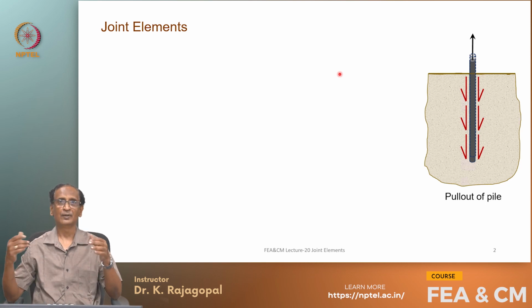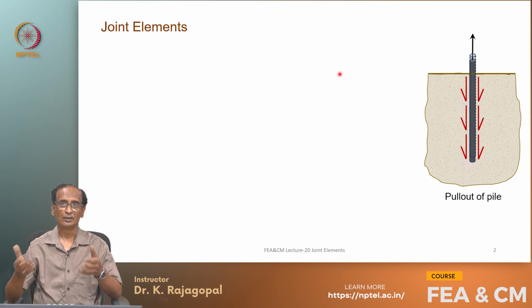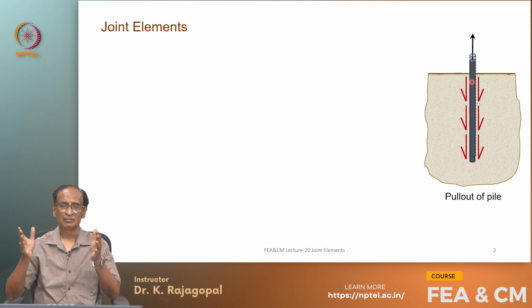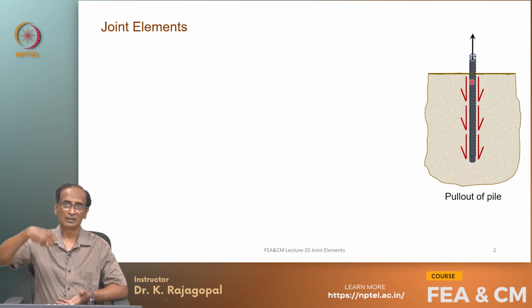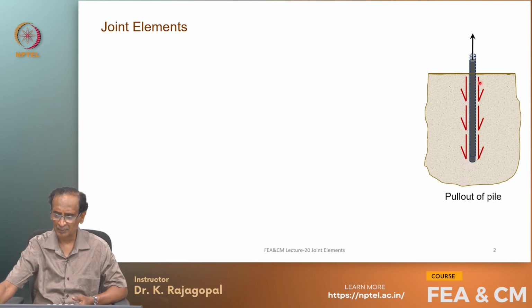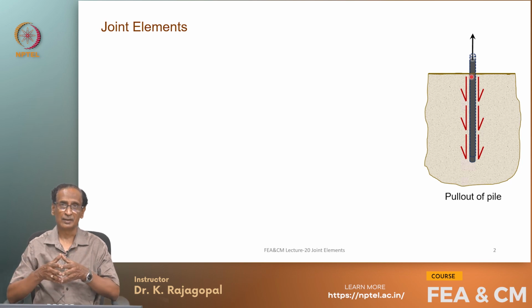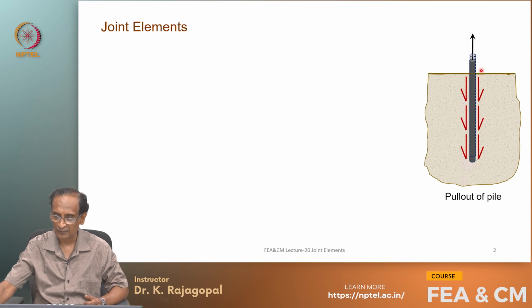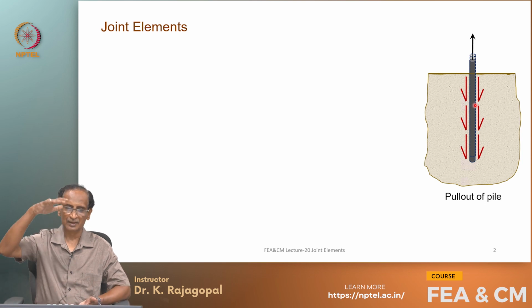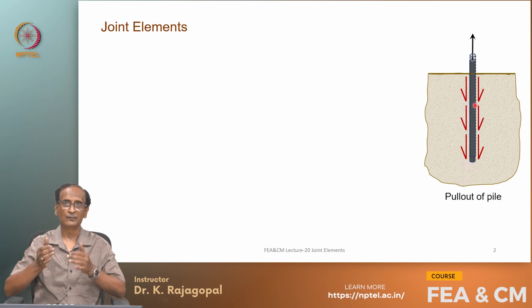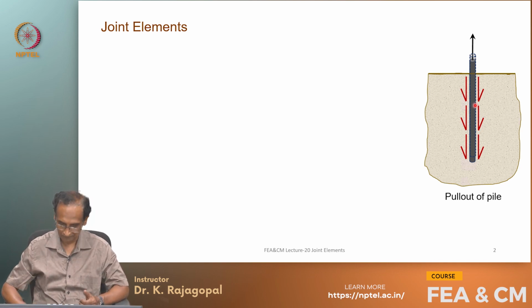Apart from those natural phenomena, we could have joints in several other cases. For example, here we have a pile that is installed in the soil, and let us say you are pulling it out. The predominant resistance is from the skin friction that is acting along the surface, apart from the weight of the pile. The same thing happens even when you compress the pile. Some capacity is because of the skin friction and some capacity is because of the end bearing.